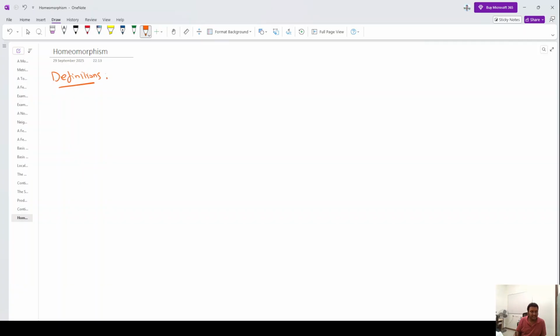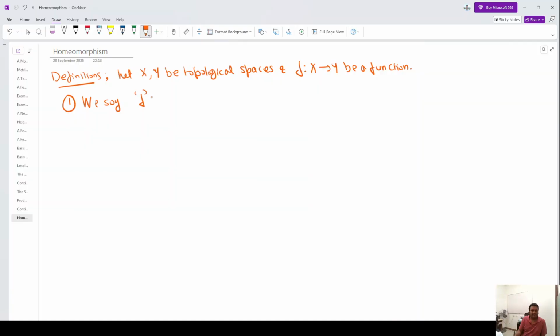So let us fix a convention. Let X and Y be topological spaces and f from X to Y be a function. So we have this. Number one, we say f is a homeomorphism.